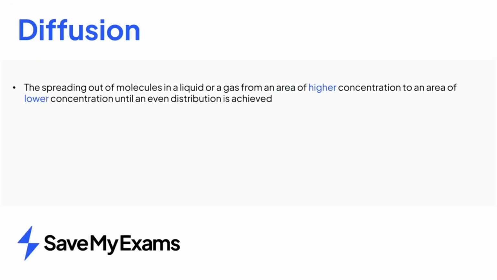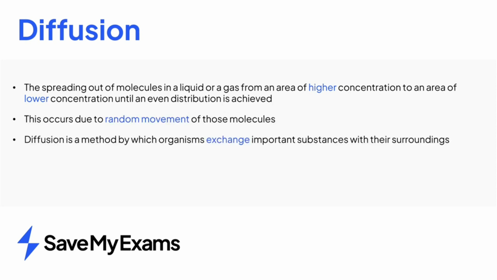In summary, diffusion is the spreading out of molecules in a solution or gas from an area of high concentration to an area of low concentration until distribution of molecules is even. Diffusion occurs due to the random movement of molecules. Diffusion is a method by which organisms exchange substances with their surroundings.